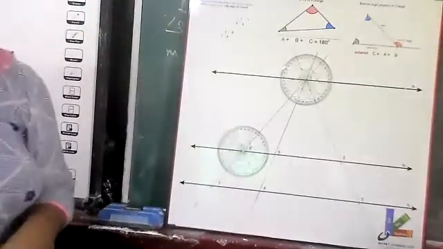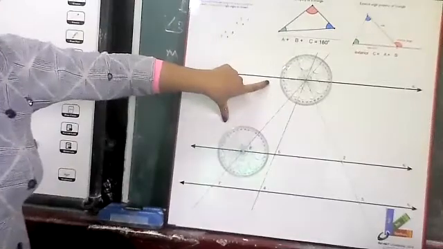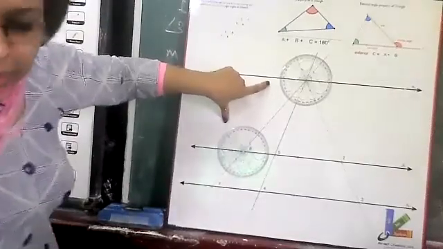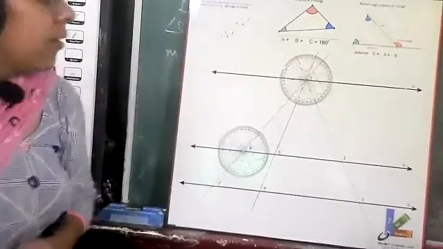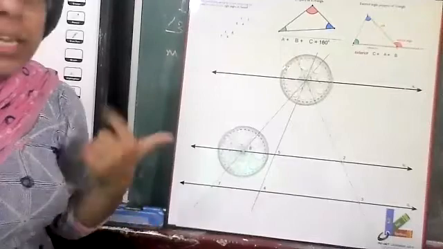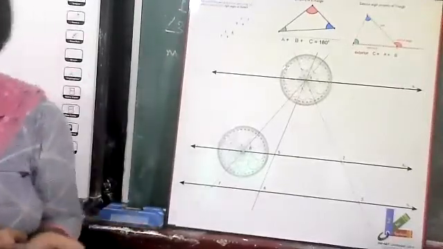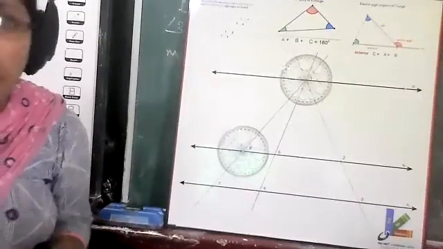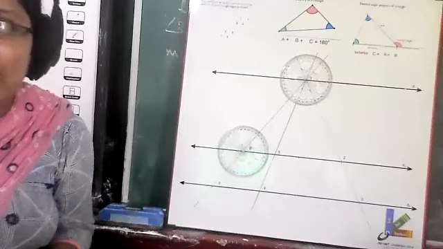On adding we will get 180, and therefore we can say that the sum of interior angles on the same side of the transversal is 180 degrees. So therefore we have proved that the corresponding angles are equal, alternate interior as well as alternate exterior angles are equal, and co-interior angles, that is, interior angles on the same side of the transversal, sum to 180 degrees.